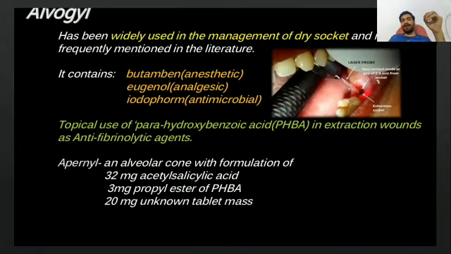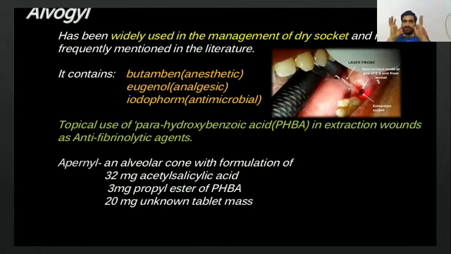Topical use of para-hydroxybenzoic acid, PHBA, in extraction wounds acts as an antifibrinolytic agent. What is an antifibrinolytic agent? It prevents the lysis of the fibrin clot, right? The main problem is that the clot is getting dislodged. So what you have to do is just prevent the dislodgement of the clot, and various factors are also necessary, right? Not only the clot.